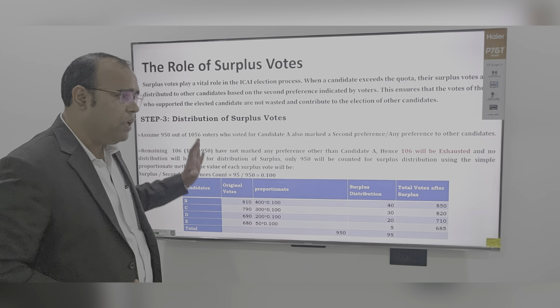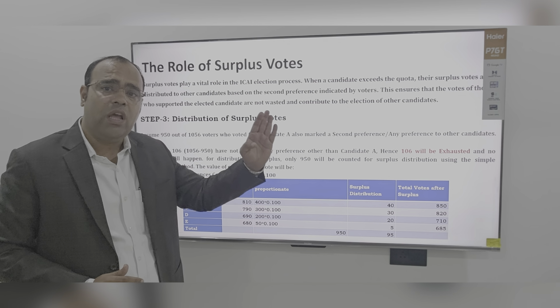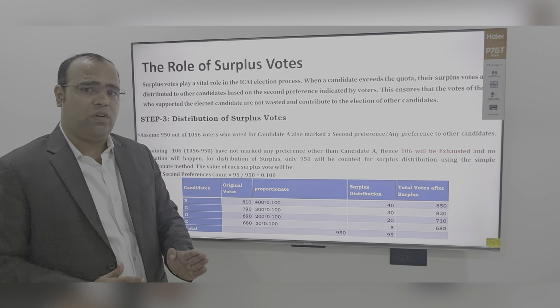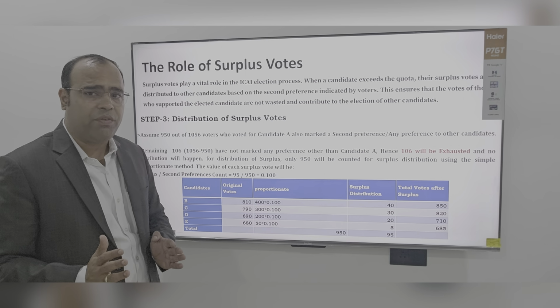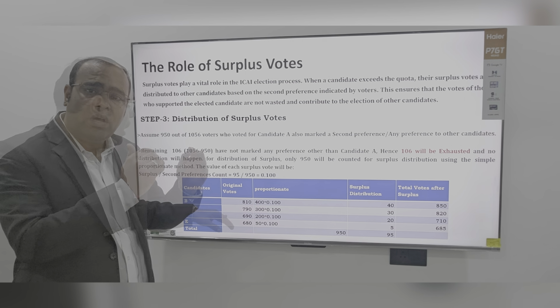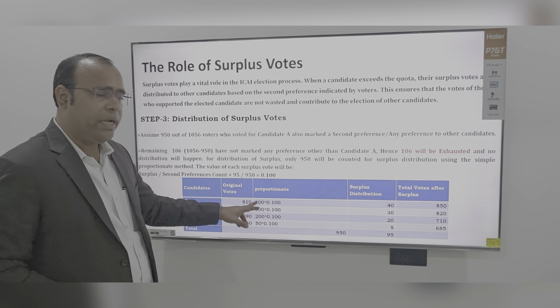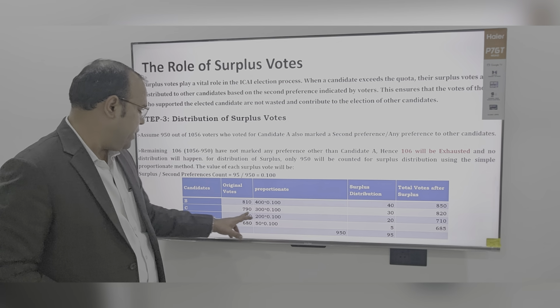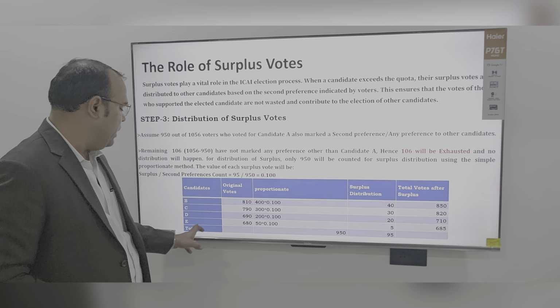In our example, since 1056 was the total of first preference of candidate A, 961 was required, 95 was extra, so we have to distribute 95. How to distribute 95? Because out of 950, 400 told that candidate B is good, 300 told that C is good, 200 told that D is good, and 50 told that E is good.